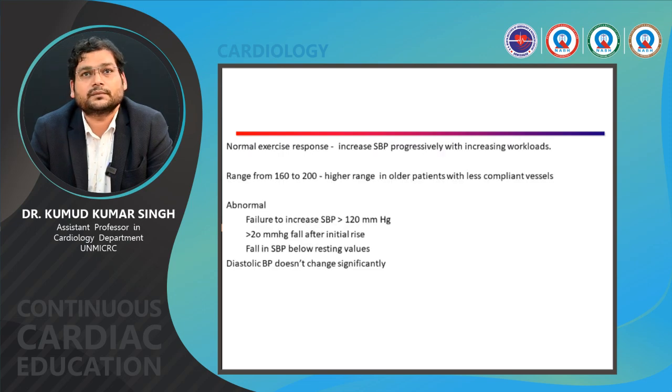Normal exercise response: it increases the systolic blood pressure progressively with increasing workloads. It ranges from 160 to 200, with a higher range in the older patient with less compliant vessels. The abnormal BP response is a failure to increase the systolic blood pressure more than 120 millimeter of mercury, more than 20 millimeter of mercury fall after initial rise, and a fall in SBP below the resting values. Diastolic blood pressure doesn't change significantly.